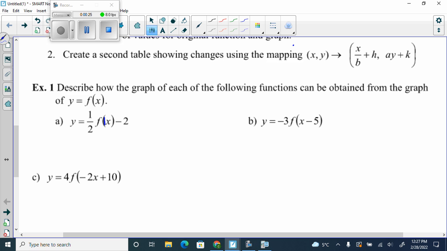Okay, is there anything with the x? Is there anything in the bracket with the x? No, so nothing is going to affect the x's. So I know immediately that my mapping, my xy, is going to be x something. I know my x is going to stay the same because absolutely nothing is happening to my x's, correct?